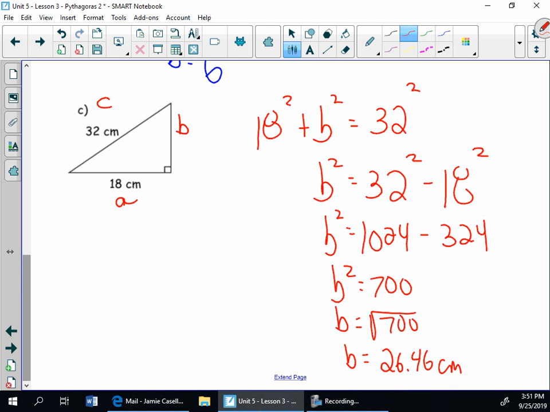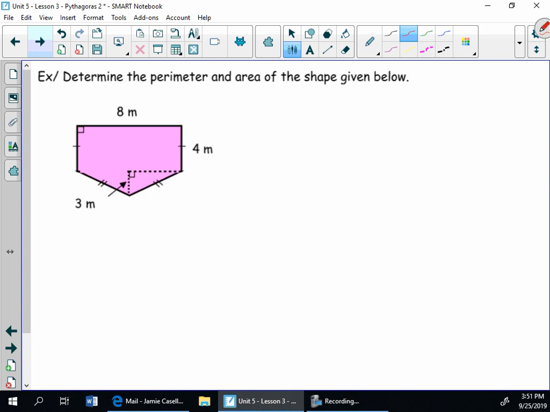Okay, this idea of figuring out the missing side is really handy. We use it in all sorts of situations. We're looking at an example right now of how we can use it when we talk about the shapes we've been talking about, perimeter and area. So two days ago, we talked about perimeter. The perimeter of a shape is the distance around something.